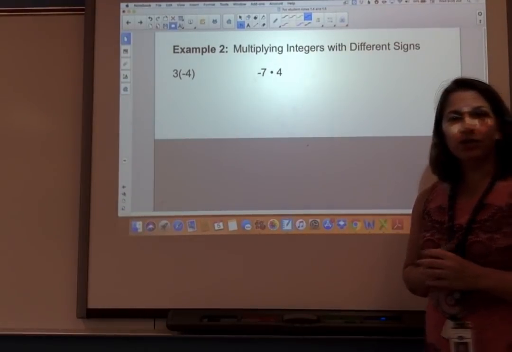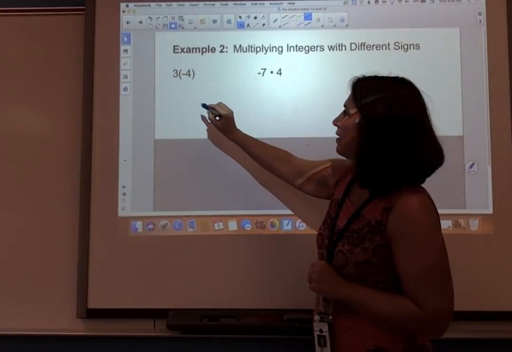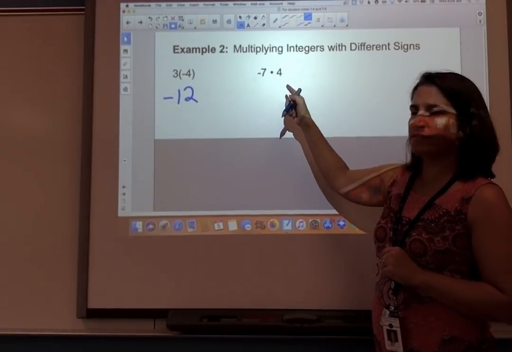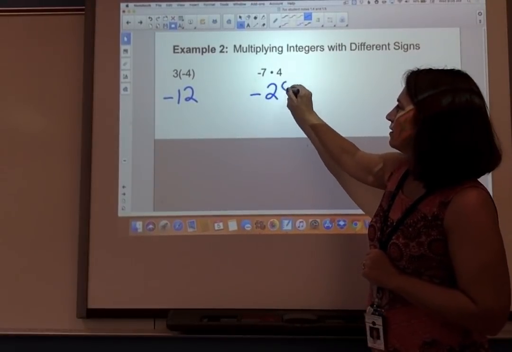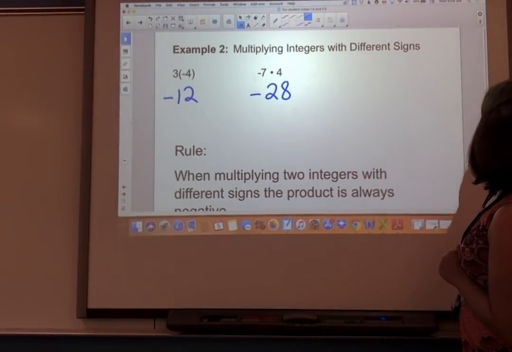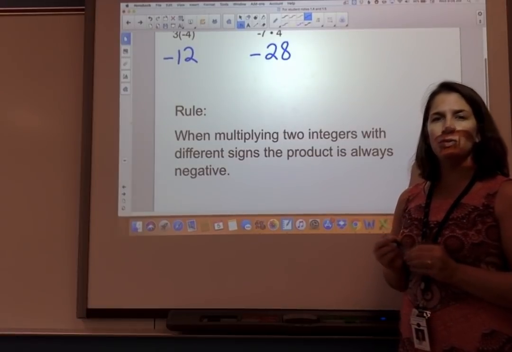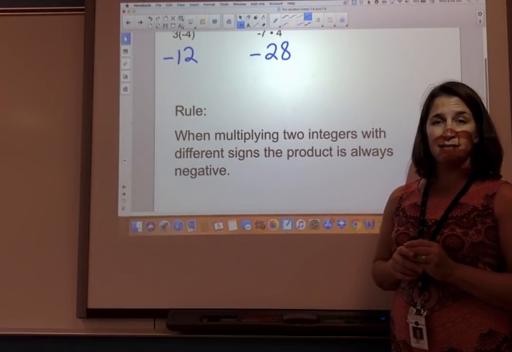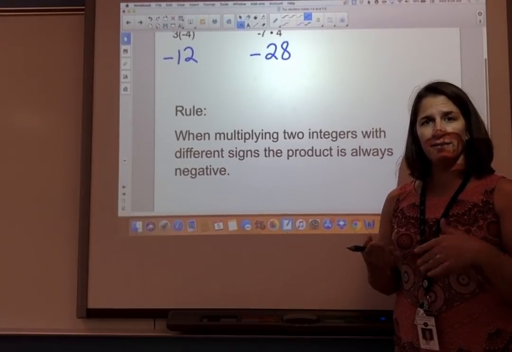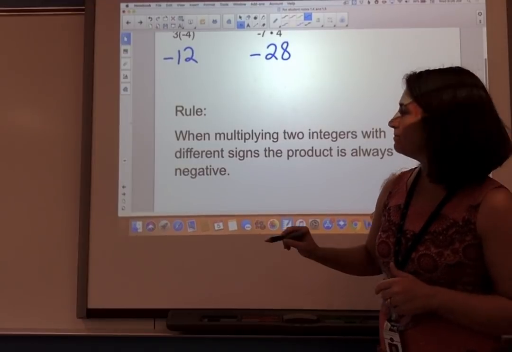Now let's do some integers with different signs. So here we have 3 times -4, that would be -12, and -7 times 4 is -28. So, as a general rule, when multiplying two integers with different signs, the product is always negative. Positive times negative or negative times positive, the product will be negative.